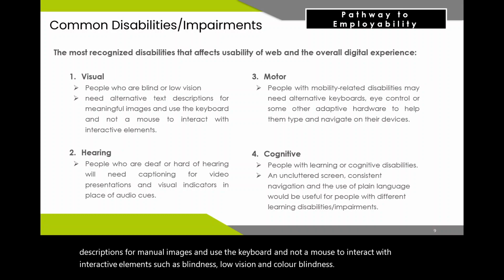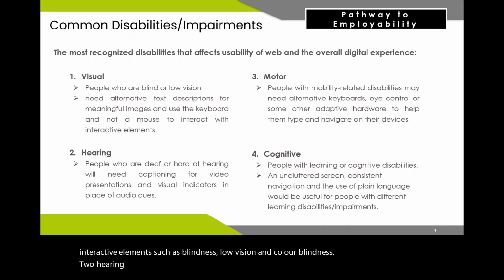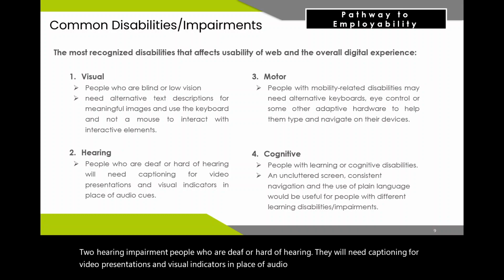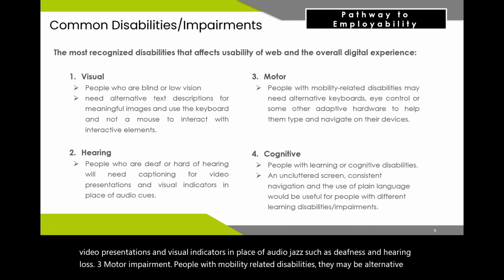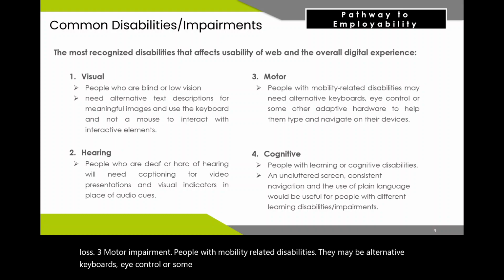2. Hearing impairment. People who are deaf or hard of hearing. They will need captioning for video presentations and visual indicators in place of audio cues, such as deafness and hearing loss. 3. Motor impairment. People with mobility-related disabilities. They may need alternative keyboards, eye control or some other adaptive hardware to help them type and navigate on their devices.